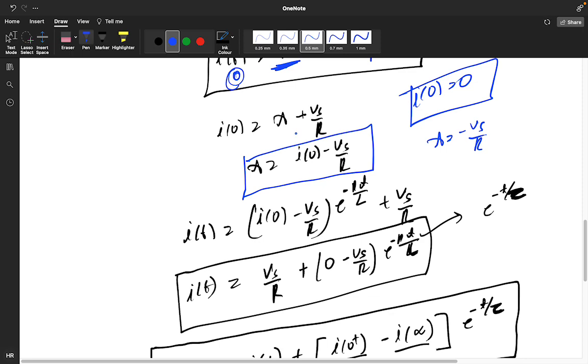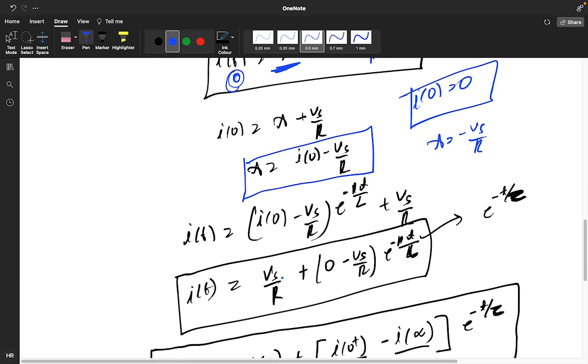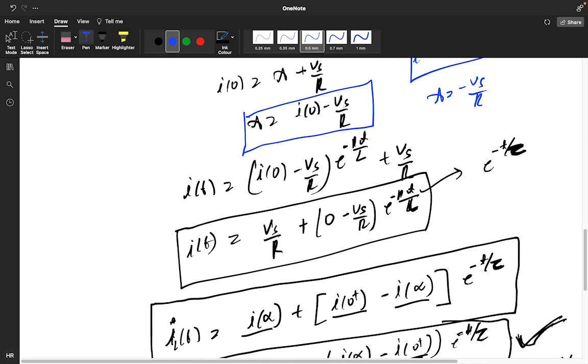After getting the value of A, substitute it in this equation. I of t is equal to, if you are substituting, Vs by R plus 0 minus Vs by R, e power minus Rt by L. So what is the Vs by R? Vs by R was the steady state current, I infinite, and 0 is I of 0, which was the initial current, I of 0 plus, and e power minus Rt by L multiplies this part.